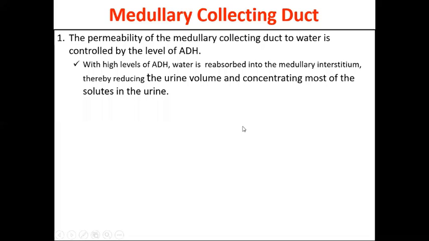So the permeability of the medullary collecting ducts to water is controlled by the level of ADH. So with high levels of ADH, which is antidiuretic hormone, water is reabsorbed into the medullary interstitium, thereby reducing the urine volume and concentrating most of the solutes in the urine. So if there is a lot of ADH, there is a lot of reabsorption of water in this segment of the kidney nephron, then the urine that is going to be produced will be concentrated urine. So highly concentrated urine because much of the water is being reabsorbed.